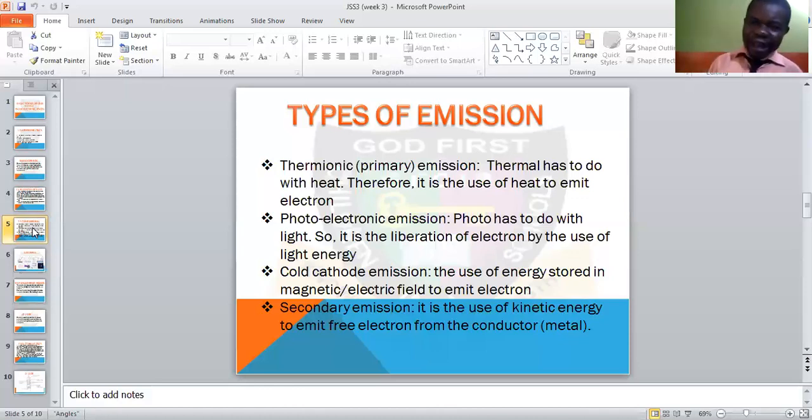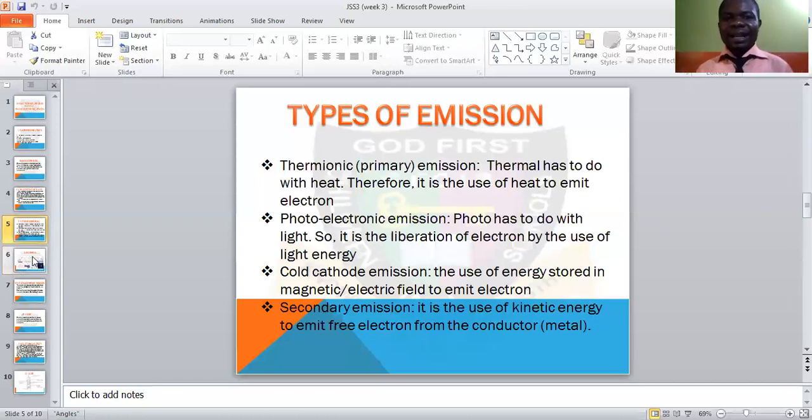We were taught types of energy, the mechanical, the potential and so on, and some calculations were done too in your previous terms. So using kinetic energy to emit free electrons from a conductor, a metal, is called the secondary emission. Secondary is different from the primary. The primary is the use of heat, that is thermionic emission. The photoelectronic is the word photo, light. That is what we mean by that.